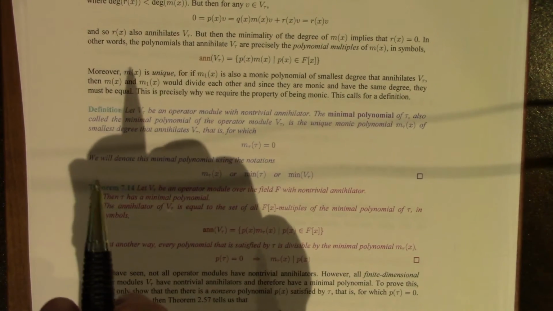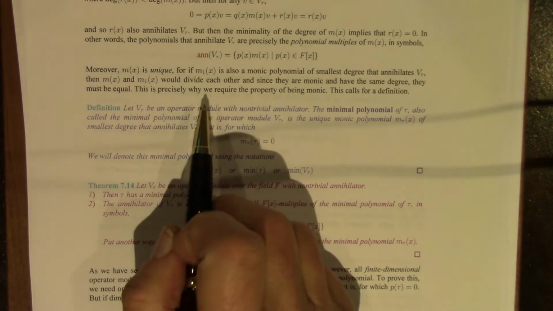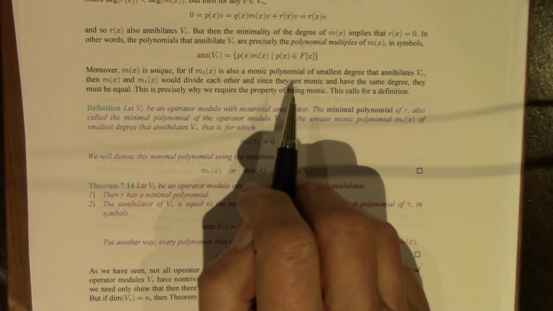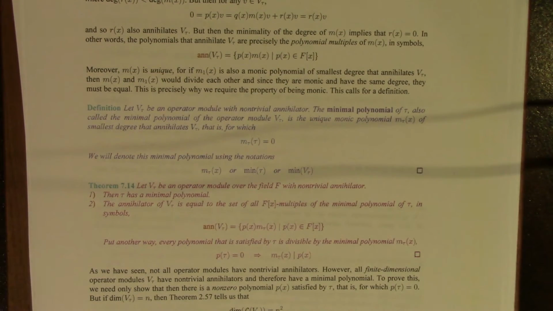In addition, m(x) is unique because if m1(x) is also a monic polynomial of smallest degree that annihilates V_tau, then each of m(x) and m1(x) would divide the other. But they're monic and they have the same degree, so they're equal. That's precisely why we require the property of being monic to make the polynomial unique.